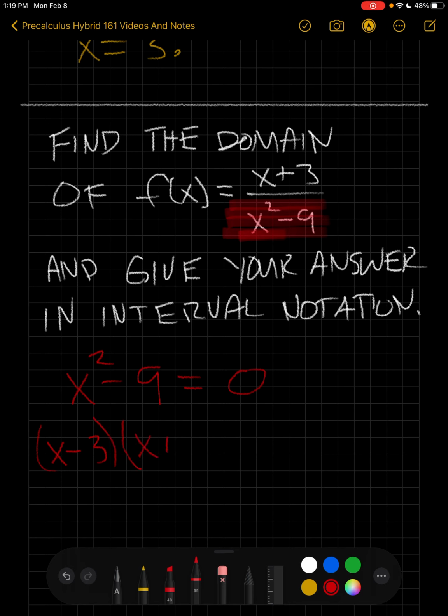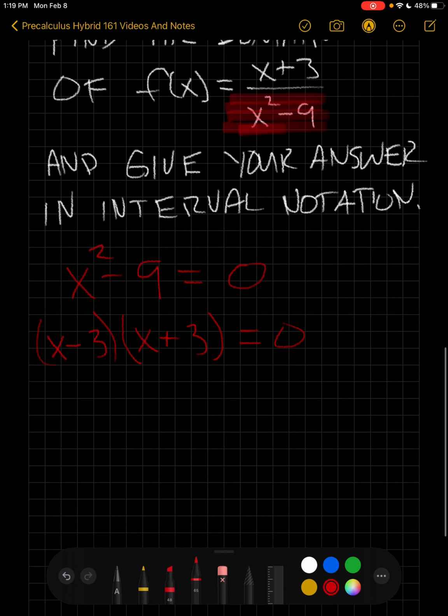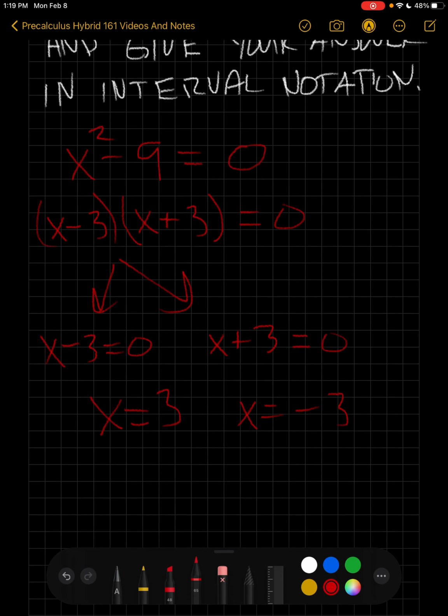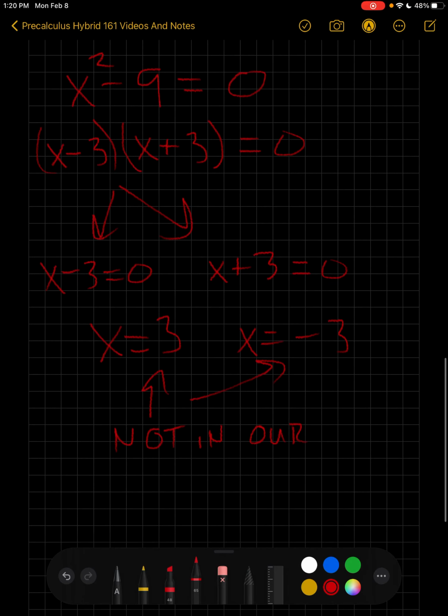This gives me the two linear factors, x minus 3 and x plus 3 is equal to 0. And then I can set each of these factors equal to 0. And then I get the values of x is equal to 3 and x is equal to negative 3. Now remember, what are these numbers? These are the numbers that are not in our domain.